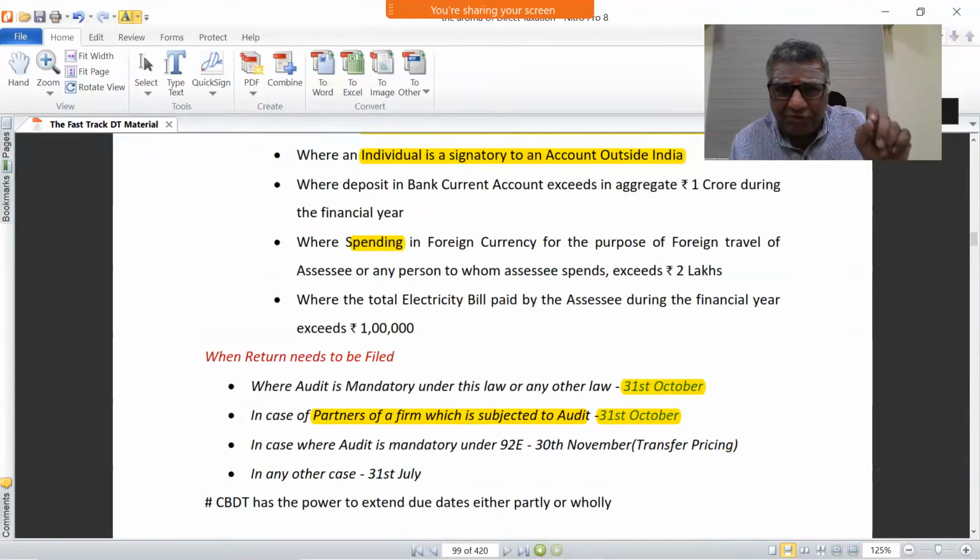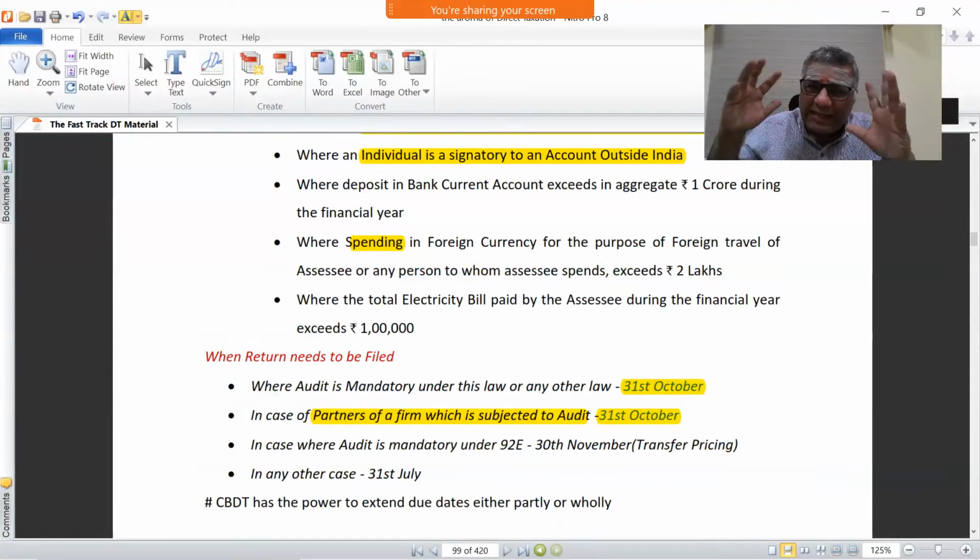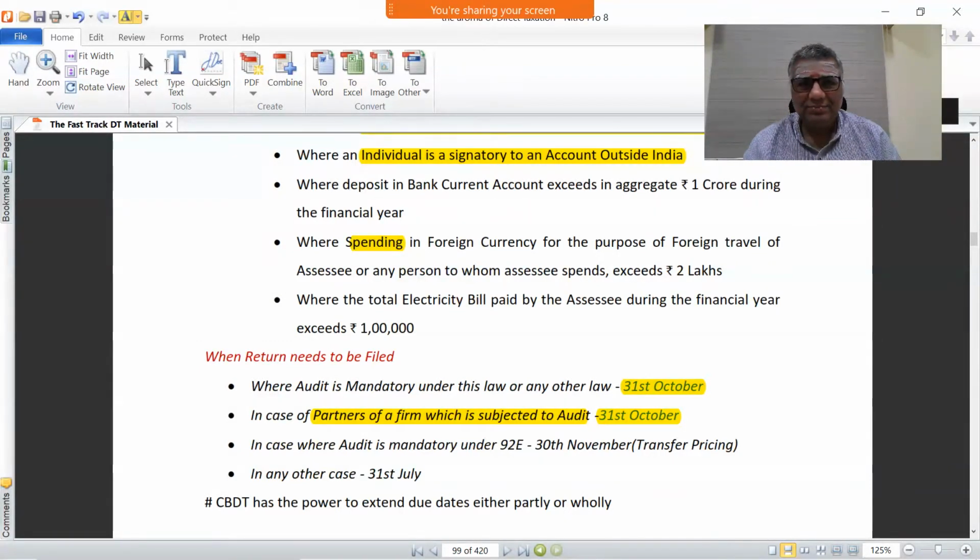A return filed after 31st October but before 31st March, that's the last date. After that, you cannot file. A return filed after 31st October but before 31st March is popularly known as a belated return, and it loses some benefits.